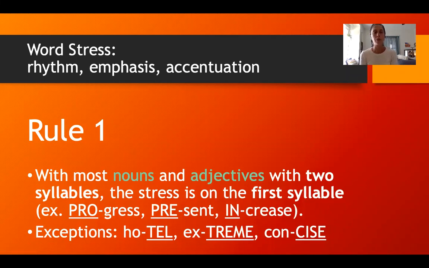So one rule for word stress is for nouns and adjectives with 2 syllables, you stress that first syllable, like progress, present, increase. There are some exceptions. We do not say hotel, we say hotel. We don't say extreme, we say extreme. And we don't say concise, we say concise. So, of course, this is English, we have exceptions to the rules, okay? But the first rule is that we emphasize the very first syllable for nouns and adjectives with 2 syllables.